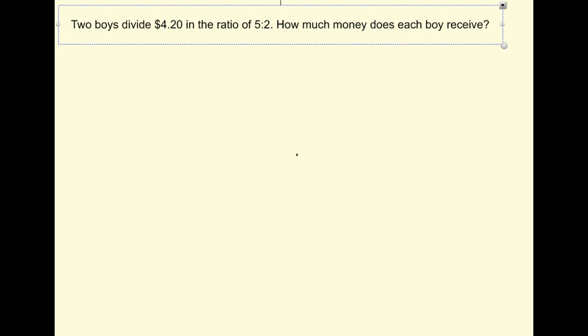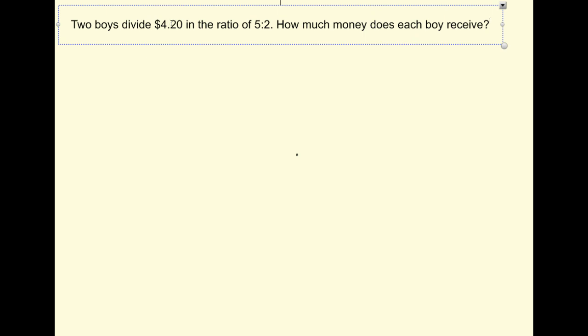Now, what I'm going to show you is I'm going to walk you through this, but I'm walking you through this to show you how to solve a much bigger problem. And this is just a little problem, but I'm showing you this little problem so I can show you how to solve a much bigger problem. Okay, so let's see how much each boy receives.